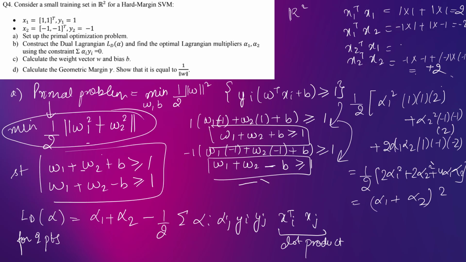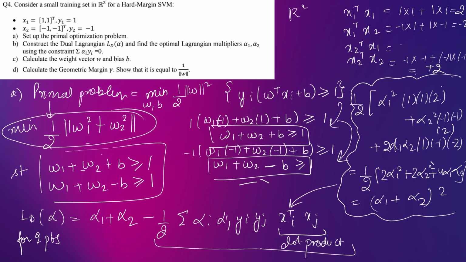This part which we have done in this cloud, this is your summation part only. This part. So now when you substitute it to the main equation, I'll do it on the next page. So here LD of alpha is 1 plus alpha 2 minus alpha 1 plus alpha 2 whole square.